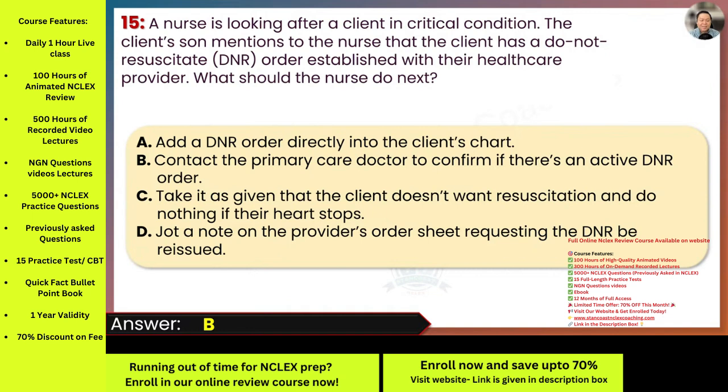All right. And also use the chain of command. If the provider is unavailable or not responding quickly, you have to escalate the situation through the chain of command, maybe through the charge nurse or the nurse manager. And you have to prioritize immediate action. So do not ever leave a note, such as doing option D. You have to call the provider to ensure immediate verification.